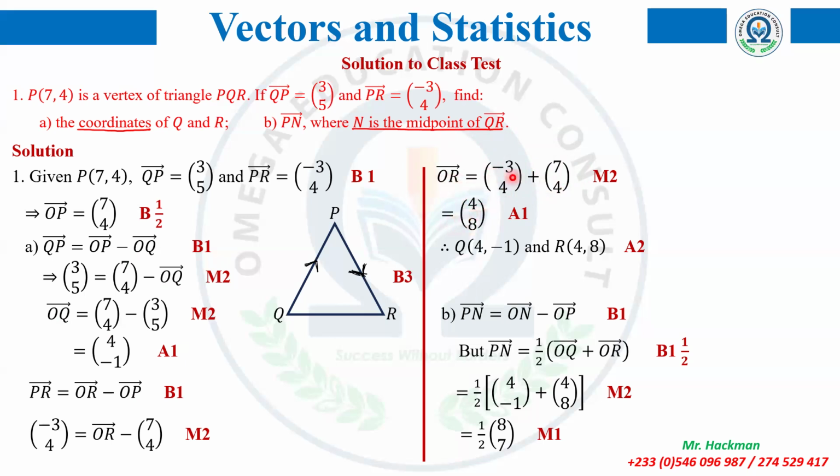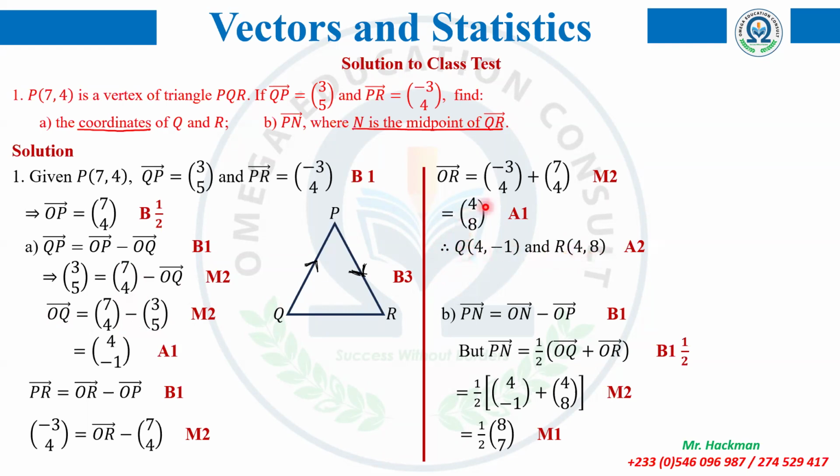So at this point, we can combine these two vectors. We know how to add and how to subtract vectors. So minus 3 plus 7 will give us 4. Then it will be 4 plus 4. That will give us 8 as the y component. So once you know OR and you know OQ, we know the coordinates of the points Q and R. That's what we were asked to find. So at this point, what do you do? Therefore, the point Q, its coordinates will be (4, -1), and the point R, its coordinates will be (4, 8).